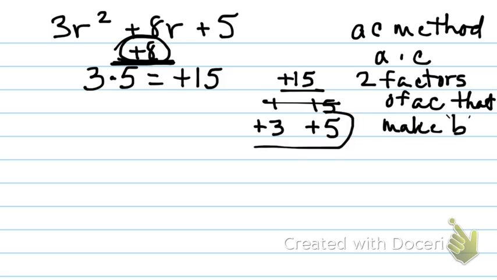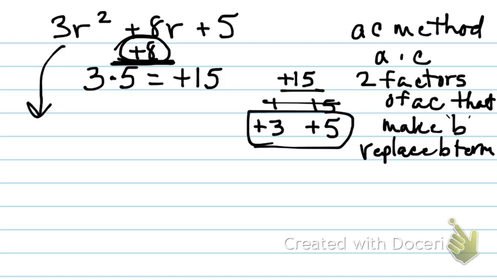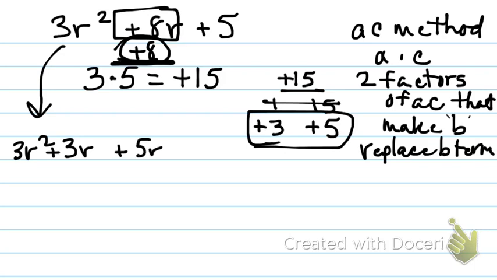I'm going to use these two to replace my B term. So that's the next step. Replace the B term. The 3r squared is not going to change. We used the 3 to find the AC, right? But we're not going to ever change it. The thing that we're replacing is this 8r. We're going to replace it with this 3 and this 5, but what did it have up here that they don't have? An r. So it's going to be positive 3r and positive 5r. And then just bring down your positive 5.